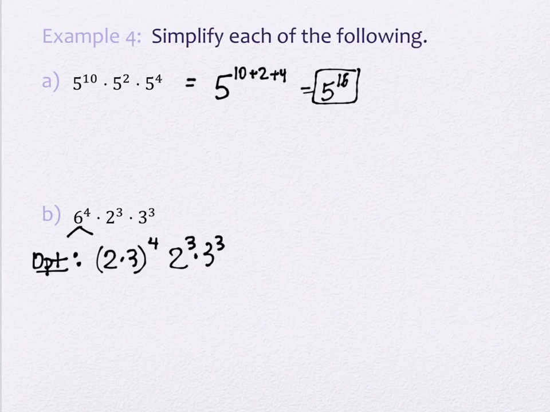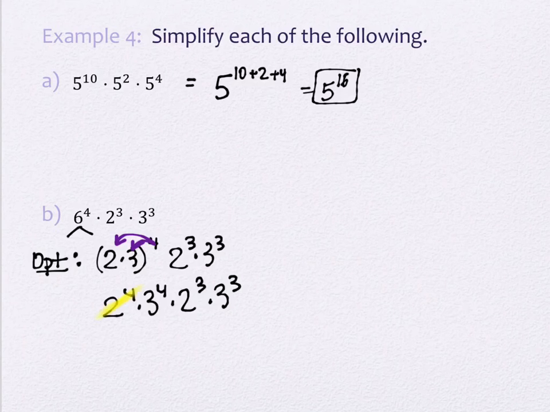What property would be useful? The one that looks like distribution, right? Property number 4. The one that says that I can apply the power 4 to each of my individual bases. So 2 to the 4th times 3 to the 4th. And I have 2 cubed times 3 cubed. So now I have some matching bases. Now they don't all match, but the ones that do match can be grouped together, and the other ones that match can be grouped together.